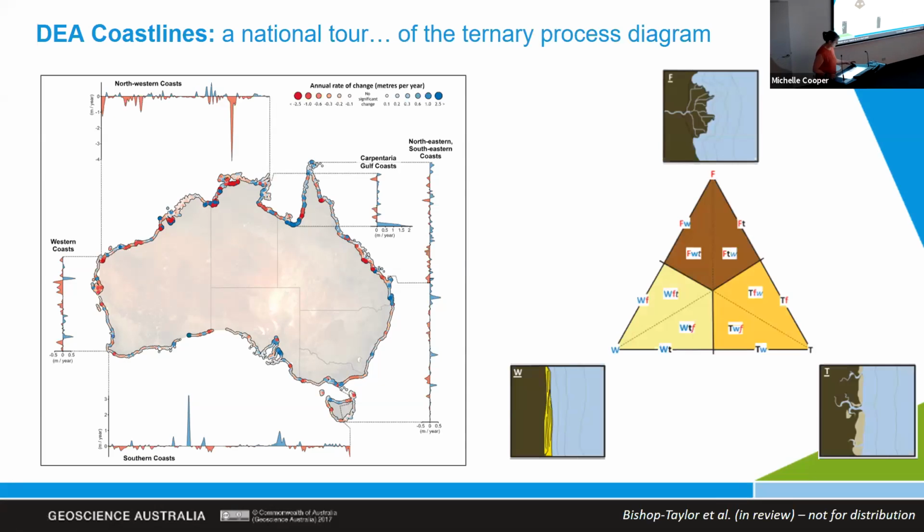But of course, we'll have a look at this in terms of the process diagram, particularly steering clear of those end members and looking more at the complexity that you get in mixed energy, mixed process depositional systems.